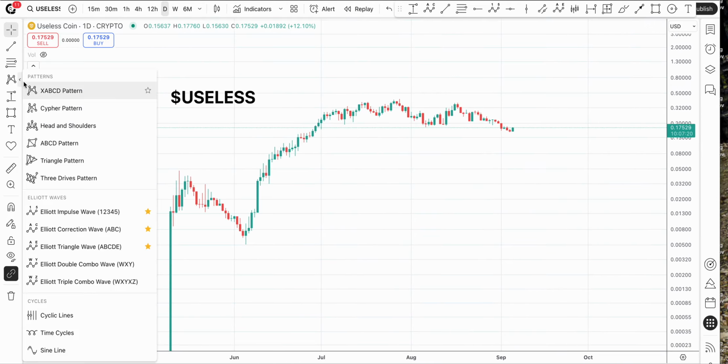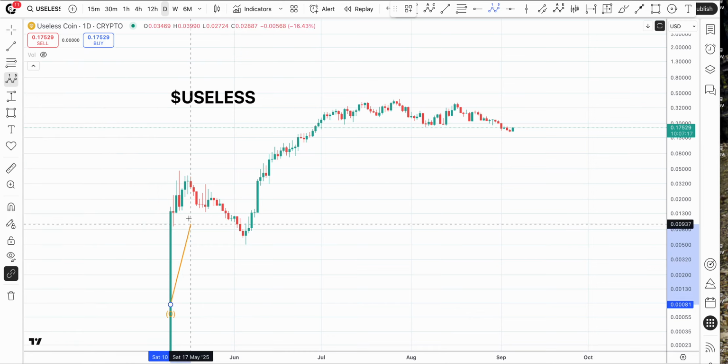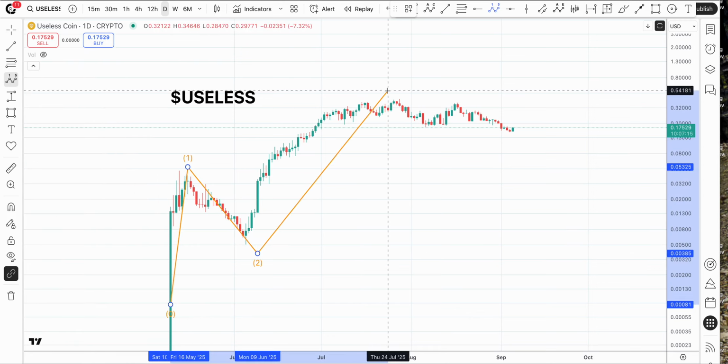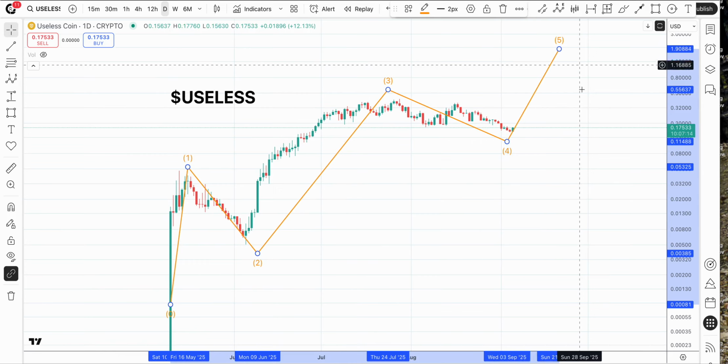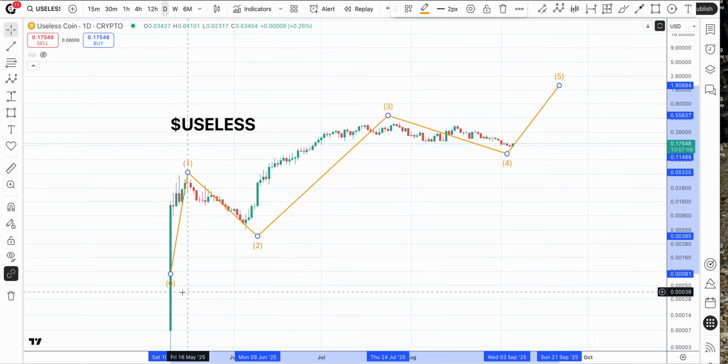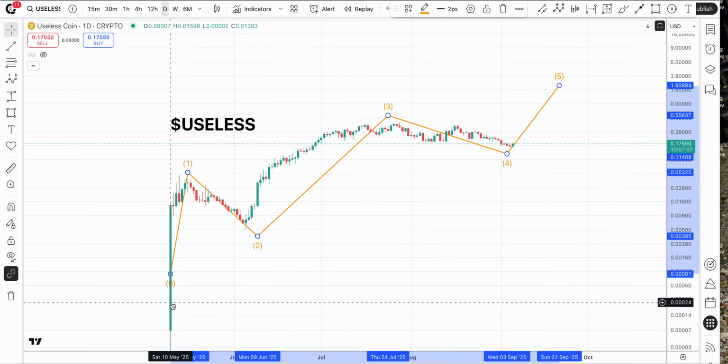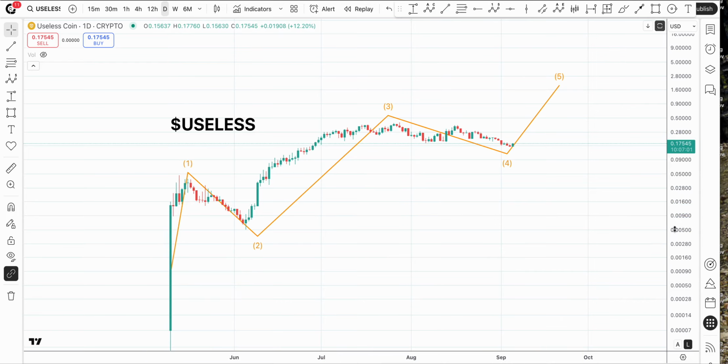So right now, for Useless, I'm looking at this inception candle here. 1, 2, 3. Right now, working on a 4, and waiting on a 5. So you guys see this inception candle was nutty. This is a 1 day. That thing went up, it doesn't even tell me the percentage it went up in a day, because that was the first day.